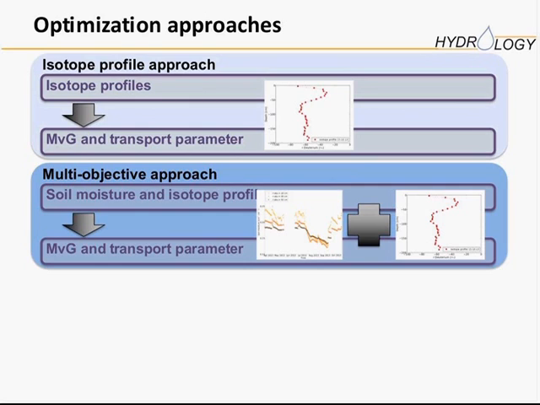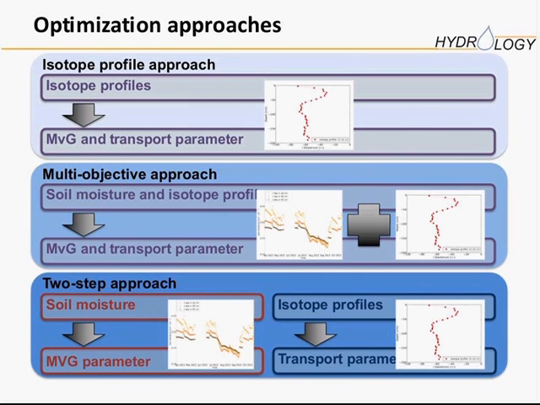And the third approach is a 2-step approach. First, we fit the model only based on soil moisture data and predicted the Mualem-van Genuchten parameters, and then in the second round we used the isotope profile information to fit the transport parameters. So the 2-step approach, looking only at the Mualem-van Genuchten parameters, is nothing else than a standard approach using only soil moisture data.